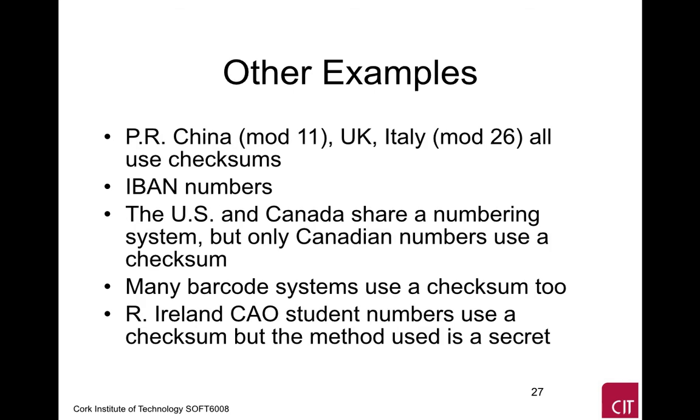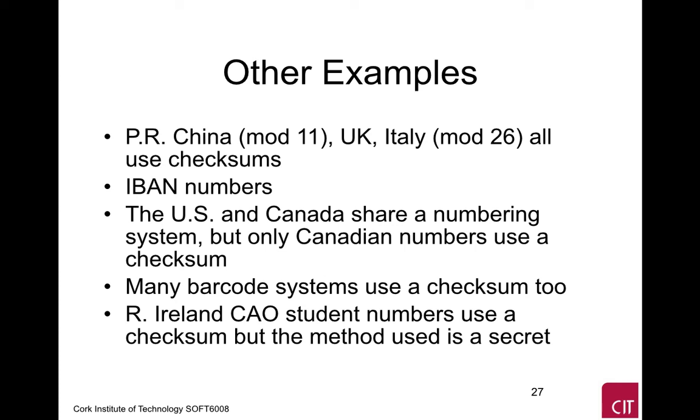In some other places, you see in China, for example, it's a mod 11. The UK one uses checksums. Italy is mod 26. You can tell what your mother had for breakfast the day you were born by looking at an Italian person's number. In the US and Canada, they share a numbering system, but the Canadians use a check digit and the Americans don't. Different barcode systems. Your CAO number has a check digit at the end, but no one will tell me how it's calculated. Apparently, it's a state secret. So when I get my security clearance, I'll find out about that one.